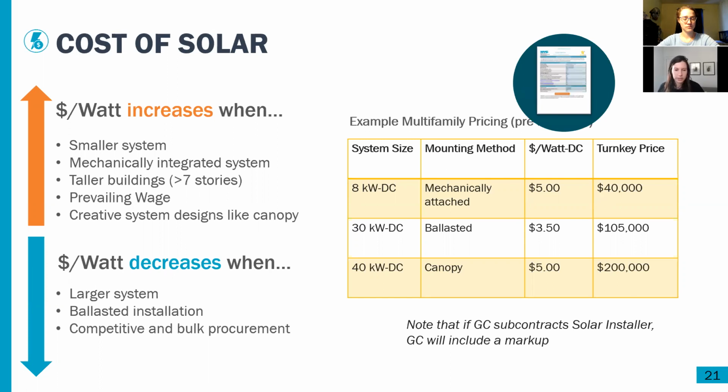And just a note, like with other subcontractors, if the GC is subcontracting the solar installer, they'll typically include a markup. And this icon is reminding us that if you want to use the solar feasibility analysis, it'll take into account things like building height, the system type, and if prevailing wage is being used or required, and that'll factor in when you look at the results page. It'll tell you what the estimated system dollar per watt cost is based on those factors. So that's a really helpful tool for you to start thinking about how much it's going to cost the project.